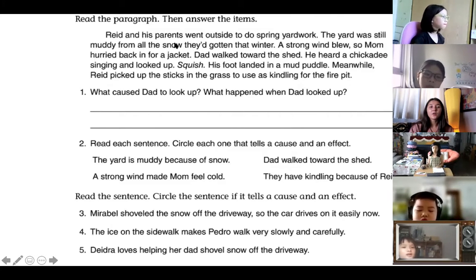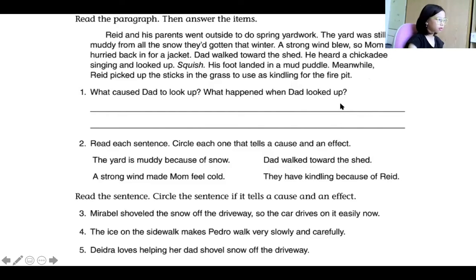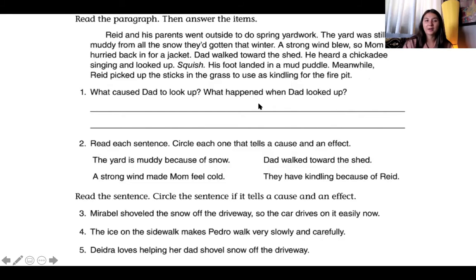Very good. So that word is kindling. I know it looks like kind here, but this is kindling. And kindling is small pieces of wood for a fire. Okay, now let's have a look at the question. What caused Dad to look up? And what happened when he looked up?